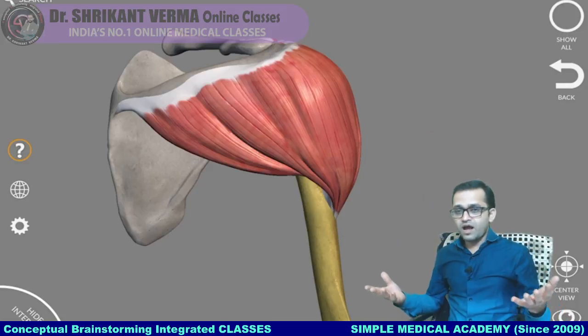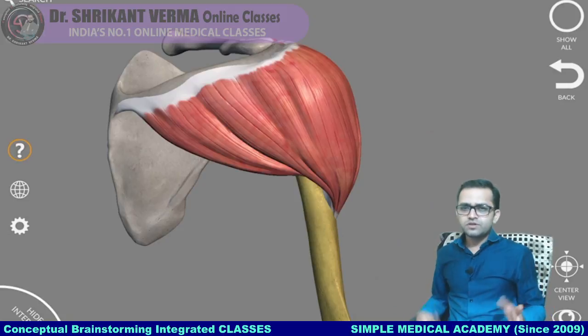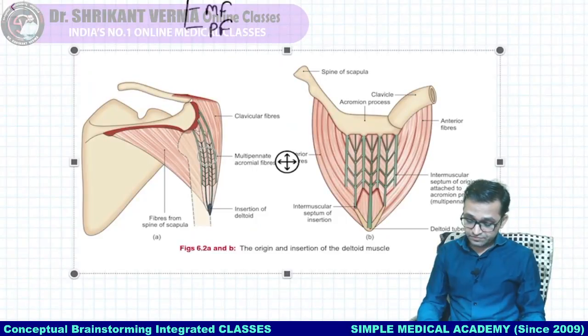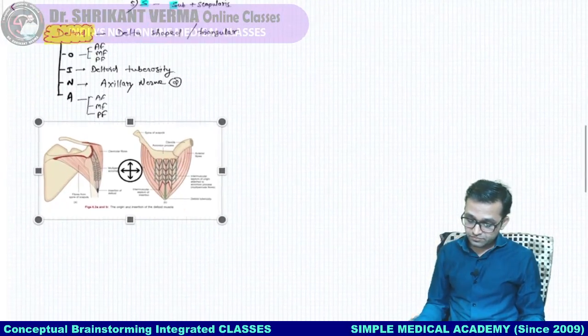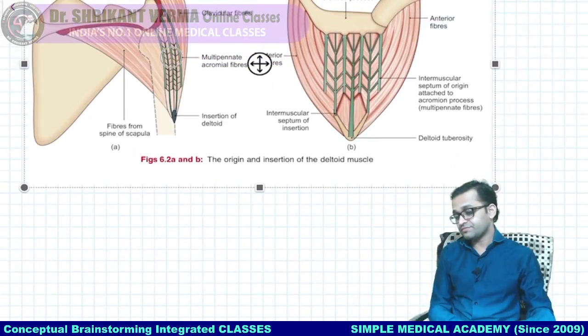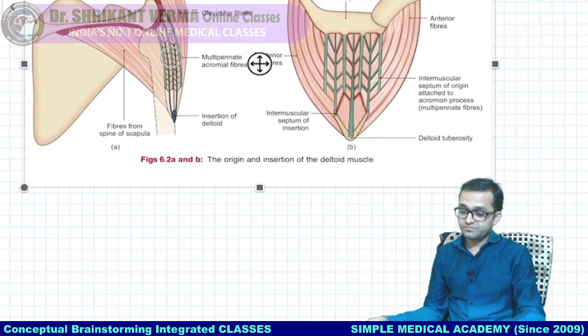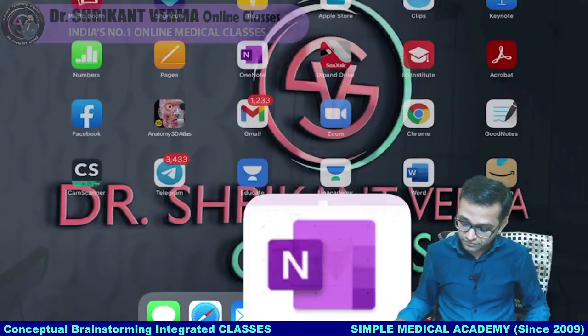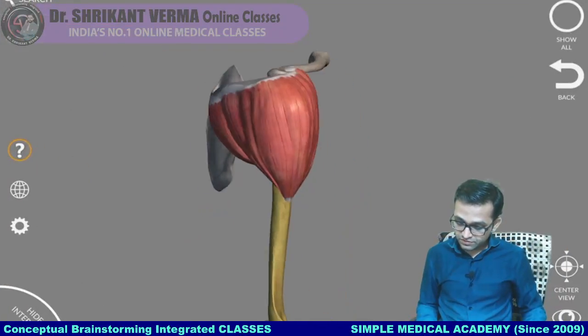Nerve supply, I told you, that is so simple. So we are going to make the diagrammatic presentation. Okay. Here, what are the different origin, insertion, these things?